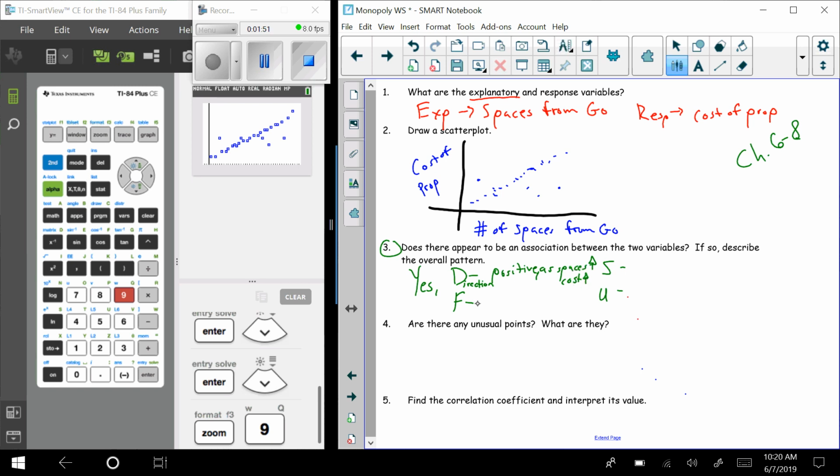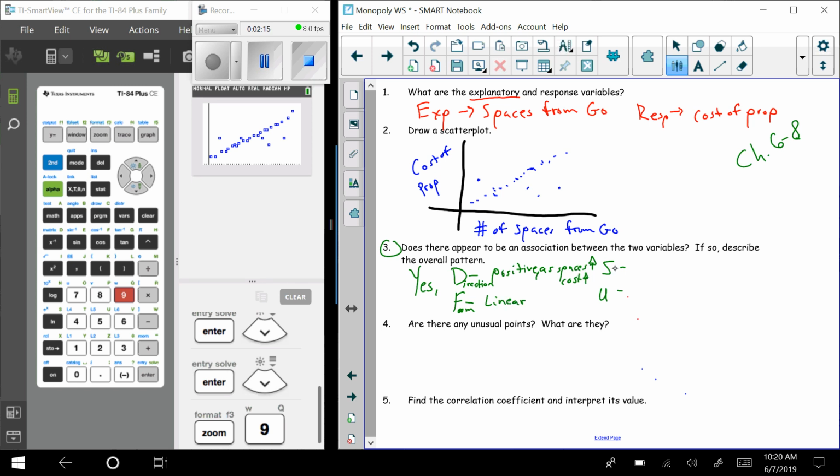Then F stands for the form. Does it look like it's curved or linear? My graph is over here that I did by hand, and of course you can see the real scatter plot sitting over here. It looks pretty linear to me. There are a few anomalies out here, but in general, this F stands for form, and I do believe that it is linear.